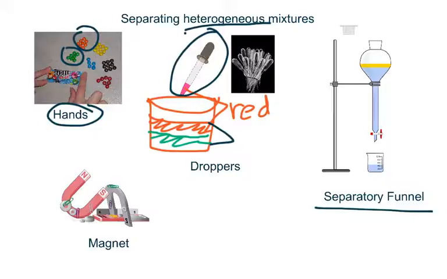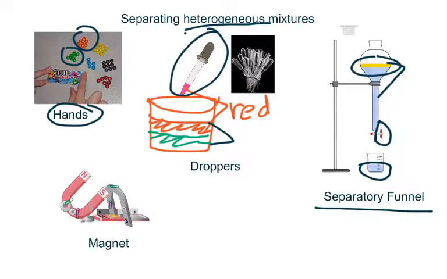So how do they use a separatory funnel? Well, basically, you put the liquid in here, and we have two distinct layers that form, and then you use this valve to just drain off the blue liquid, leaving the yellow liquid. So that's a more professional and, honestly, a better way to separate two liquids. And two liquids that are in separate layers is a heterogeneous mixture because we can easily separate them.